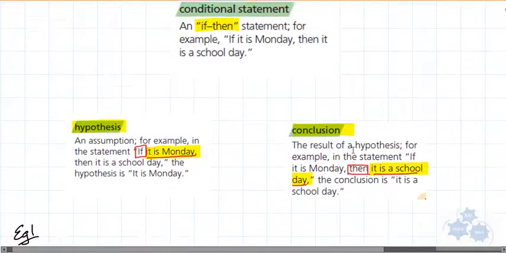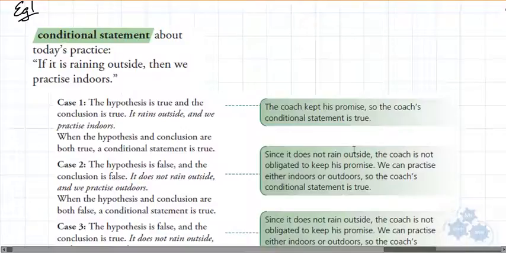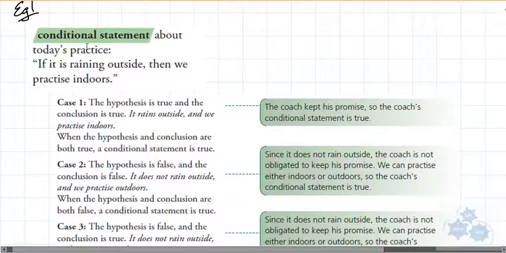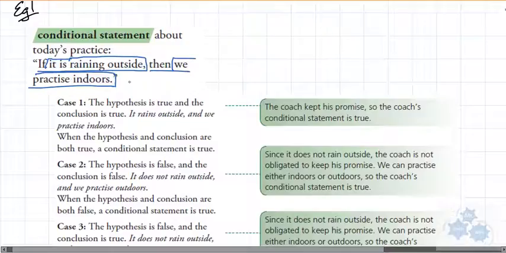Okay? So we're going to take a look at this example right here, and we're going to evaluate when this statement is true and when it's false. So we're going to dig into it just a little bit. So here's the example from your textbook. If you want to read along, this is exactly from your textbook. The conditional statement says this. All right? If it is raining outside, there's your hypothesis, right? Then we practice indoors. So here's a coach, for a soccer team or whatever, and he's making this statement.